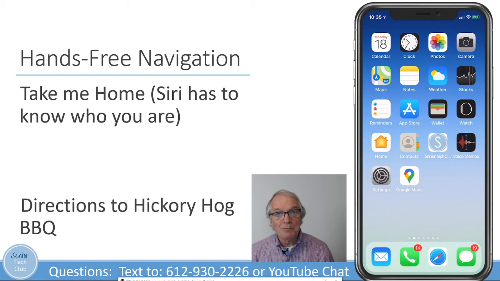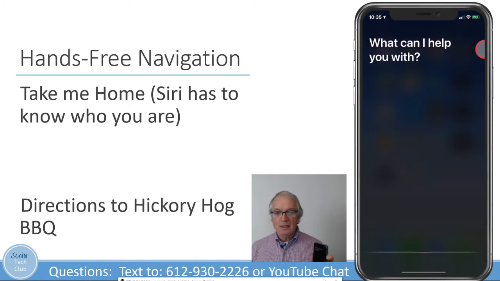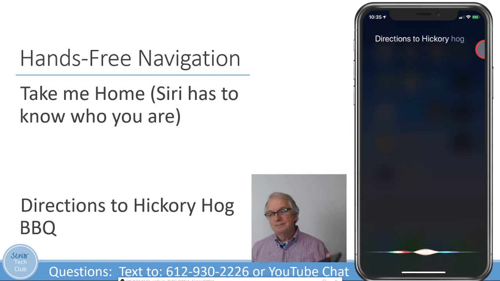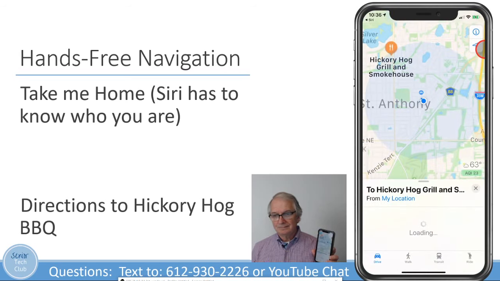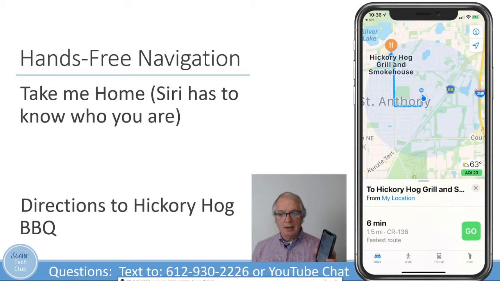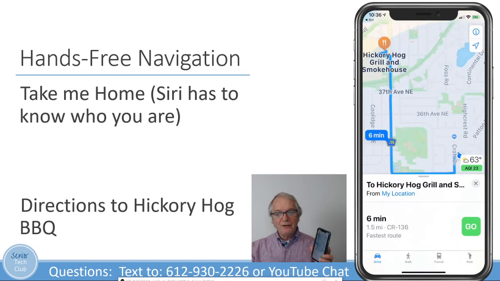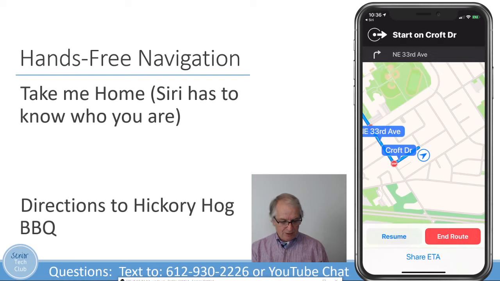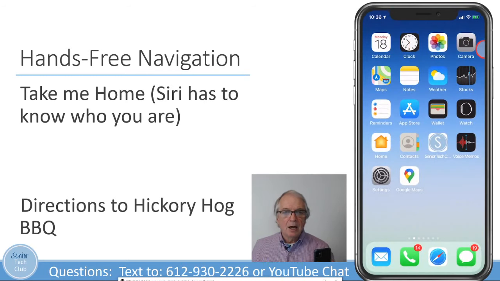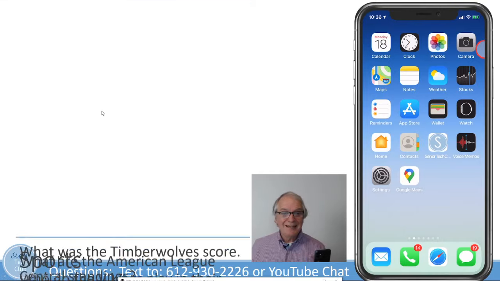Here's one that's a little different. Remember the restaurant we talked about before, the Hickory Hog restaurant, where you're in your car, you can say, directions to Hickory Hog Barbecue. Getting directions to Hickory Hog Grill and Smokehouse. If you are actually in your car, all you would have to do is press one finger. Starting forward, route to Hickory Hog Grill and Smokehouse. And you are now on a directions approach for using the GPS. Sorry, I didn't get that turned off. So consider using it for your hands-free navigation.